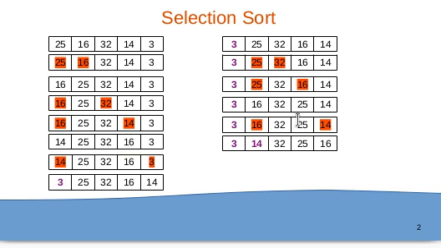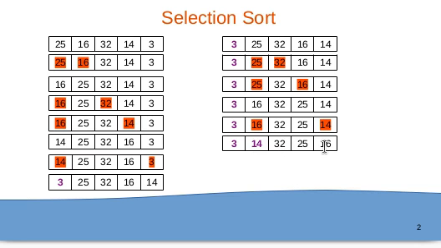Now this cell is compared to this cell. So this is smaller than this, so we have to swap it. So we have swapped it and we get the second smallest element in the array. So in the second iteration, we get the second smallest number.